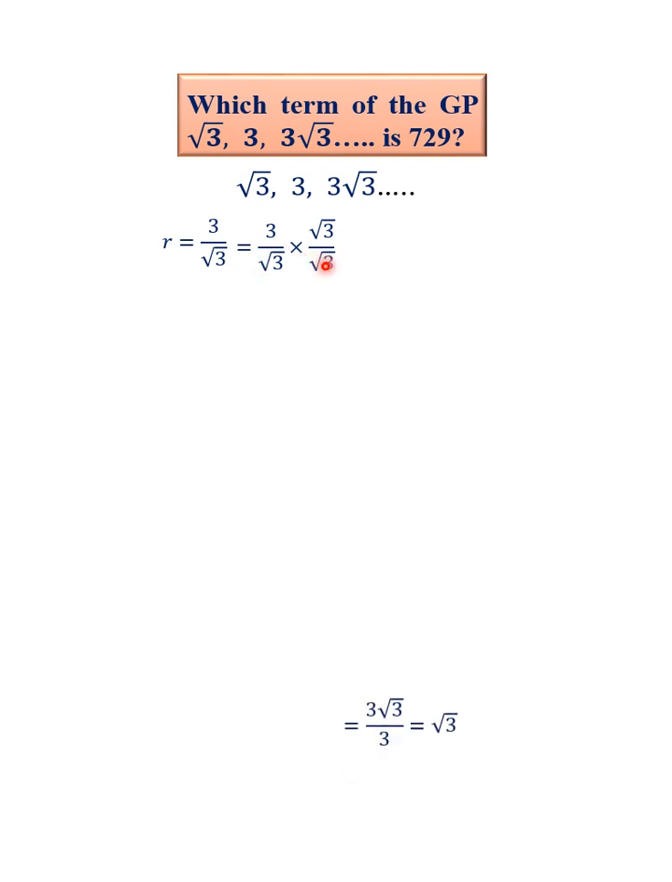By doing so, you obtain 3 times root 3 gives you 3 root 3. Root 3 times root 3 gives you 3. When the root of a number multiplies itself, the answer is equal to the number. This 3 can cancel this 3, and the common ratio R becomes root 3.